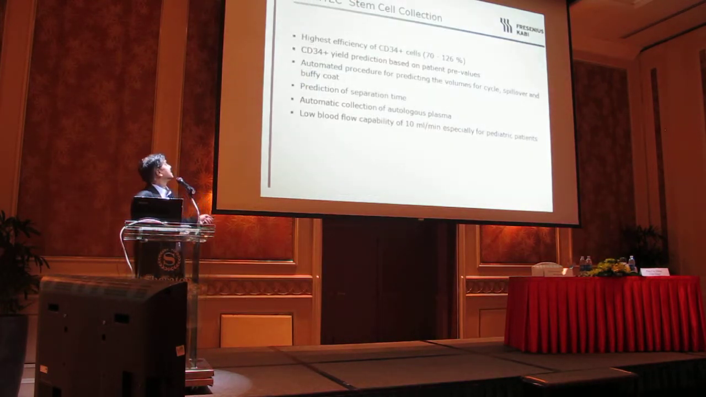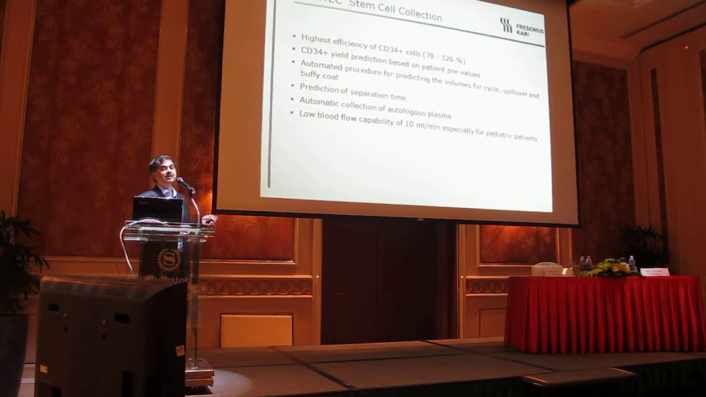So if you summarize the key features of Comtech stem cell collection, it has a high efficiency of CD34 cells, which range from 7 to 126%, as we saw in the Bavarian center data, where the collection efficiency has gone above 100%. The yield prediction is based on the patient's pre-CD34 values. The automated procedure for predicting the volume, so the machine will automatically predict how much will be the volume per cycle, the spillover volume and the buffy volume. But at the same time, it gives you the flexibility to change the parameters. It will tell you the prediction of separation time. The machine will tell you how much the procedure time will take.